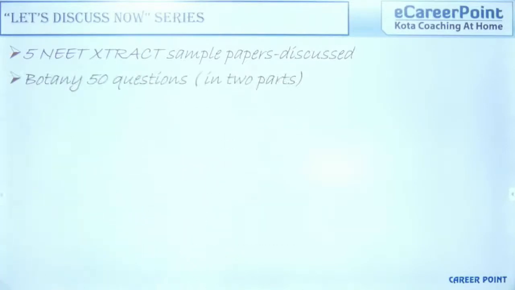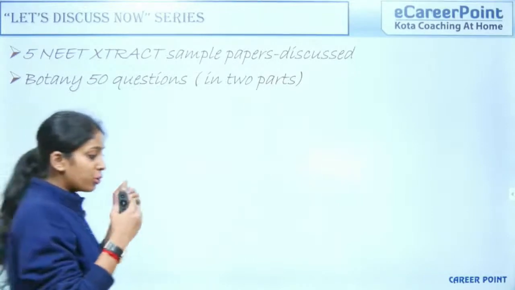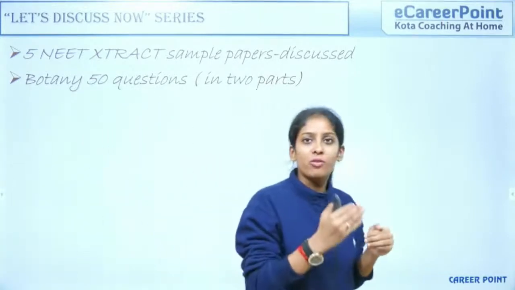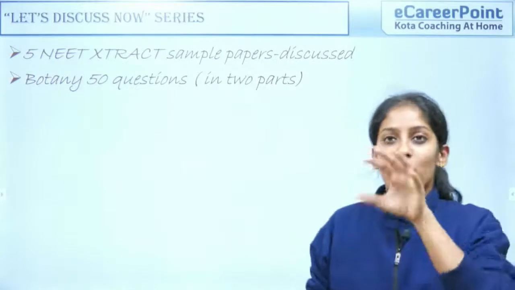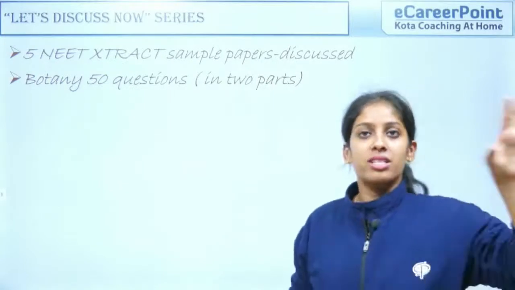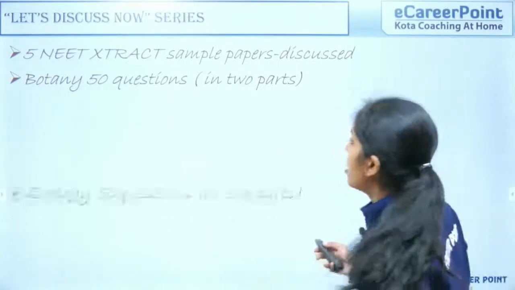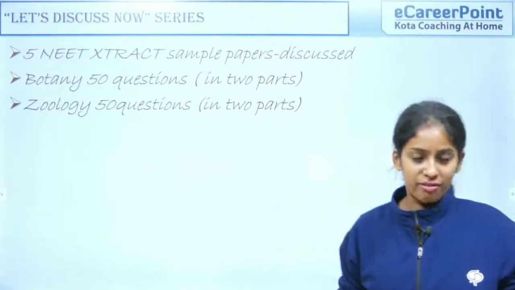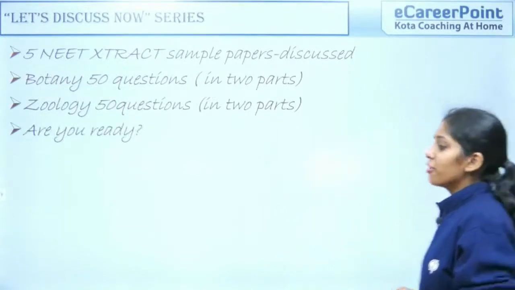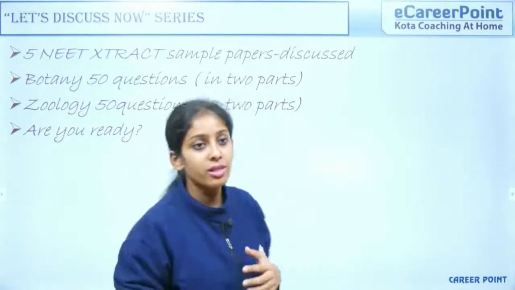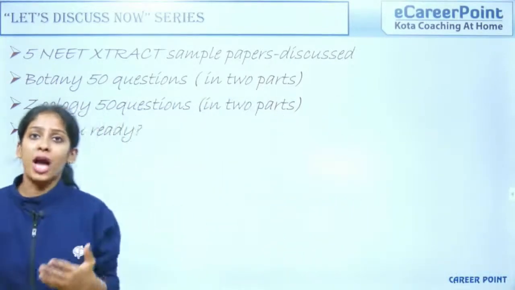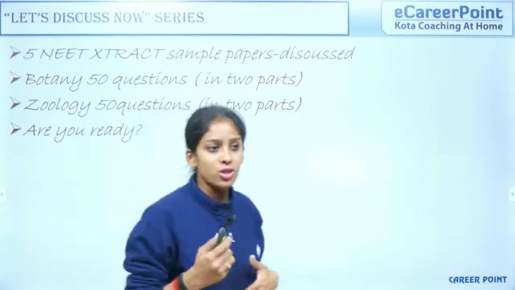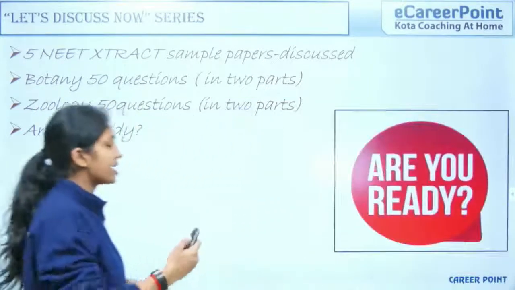Botany has 50 questions, so I do 2 parts of botany, 25 questions each. In the first slot I do the first 25, in the second half the second 25. Then zoology, same 50 questions: first 25 and the next 25. Are you ready for it? Shall we solve some new questions, something you've solved but found difficult? Yes, here we are.